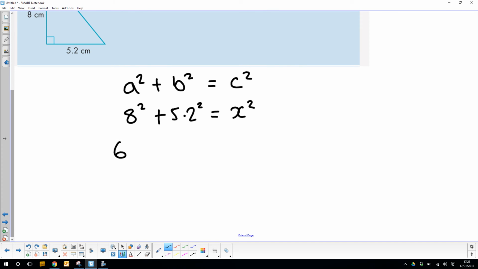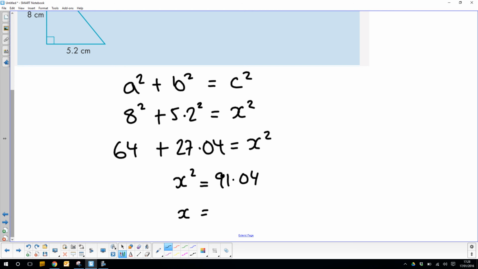So 8 squared, of course, is 64, plus 5.2 squared, which I'm doing on my calculator. 5.2 squared is 27.04, and that equals x squared. So I can add those two together to get 91.04. So x squared equals 91.04. So x is, of course, the square root of that. The square root of my answer is 9.54148... to indicate that it's carrying on.